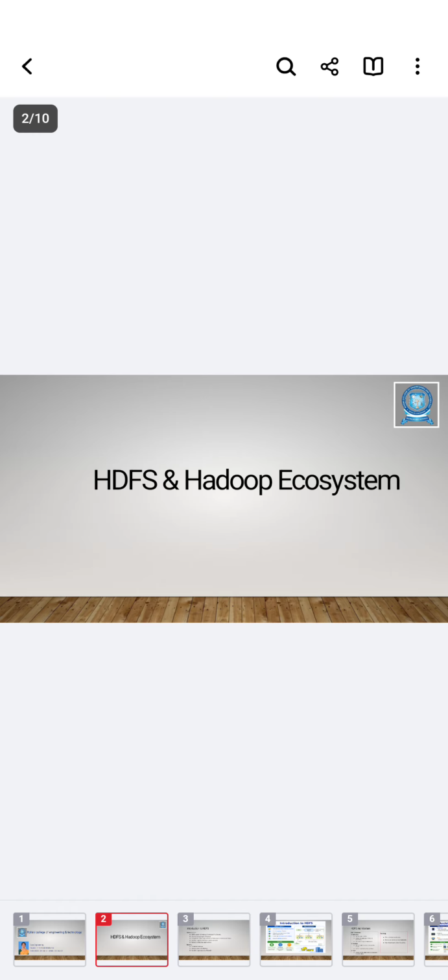HDFS, that is nothing but the Hadoop Distributed File System. Think of this as moving from learning the theory of logistics to touring the massive, fully automated Amazon fulfillment network, to see how thousands of computers work together as one team.